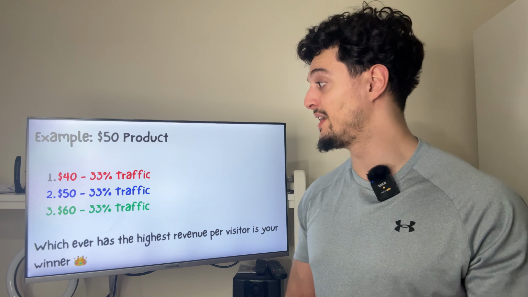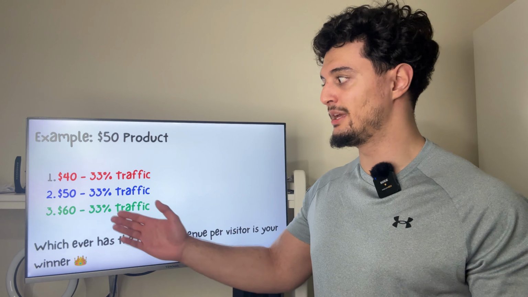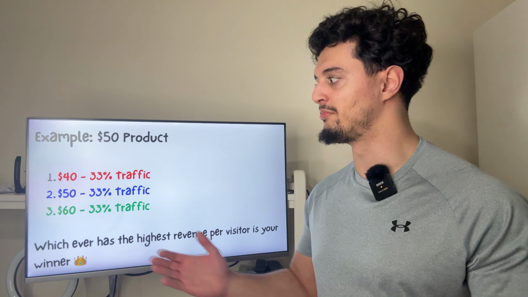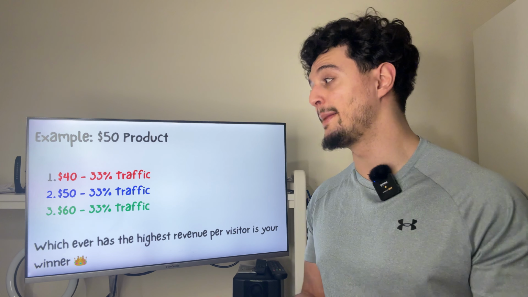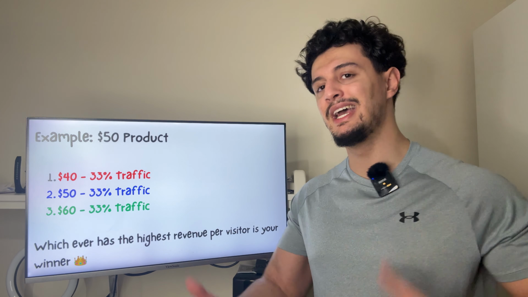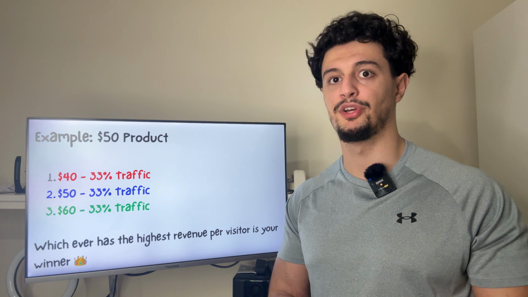You don't have to just stop there. You can continue to iterate, and maybe there's a better price point than 60. So you can maybe go 20% above 60, or maybe 10% above 60, 10% below 60. And basically just find the perfect price for your product.